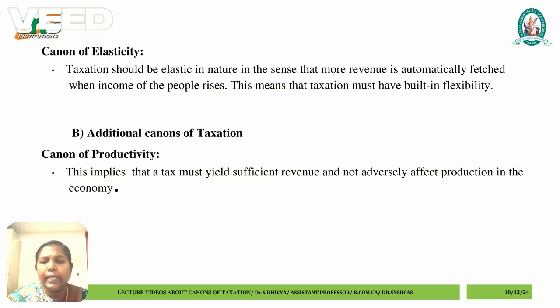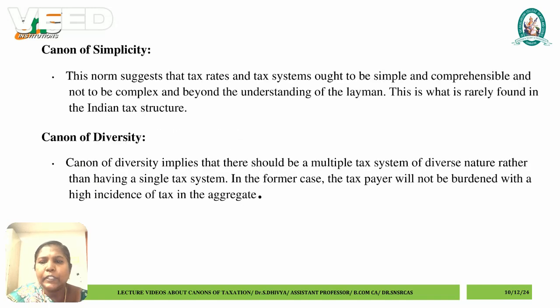Next we will see the additional canons of taxation. First one, canon of productivity. This implies that the tax must yield sufficient revenue and not adversely affect production in the economy. Next, we'll see canon of simplicity. This norm suggests that the tax rate and the tax system ought to be simple and comprehensible, and not complex and beyond the understanding of the layman.